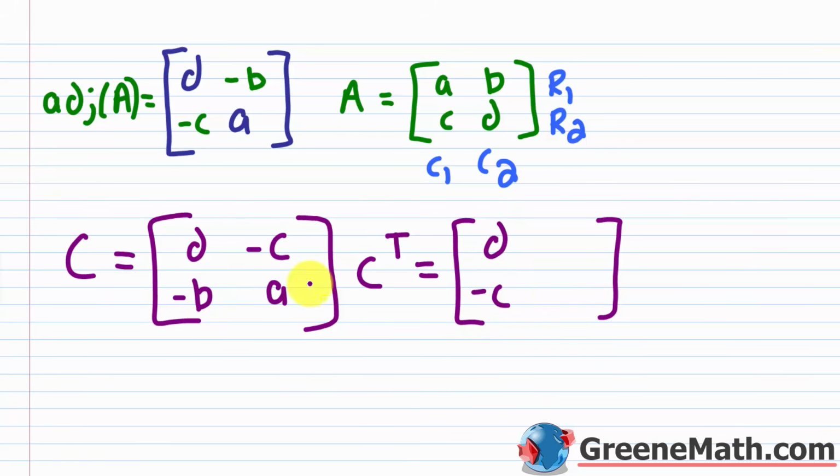Then we take the second row and make it the second column. So negative B and A. Basically, if you've never taken a transpose before, you're just interchanging the rows and columns. So I took the first row and made it the first column. The second row became the second column.